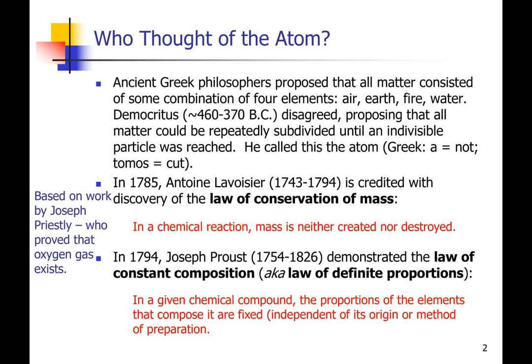The third key component of modern atomic theory was added about 10 years later by Joseph Proust, who proposed the law of constant composition, or what I like to call the law of water is water is water. All water, no matter where it comes from, consists of the same ratio of hydrogen to oxygen. We know today that it's 2 atoms of hydrogen for every 1 atom of oxygen. In those days, they had mass proportions instead, but it was the same general idea.